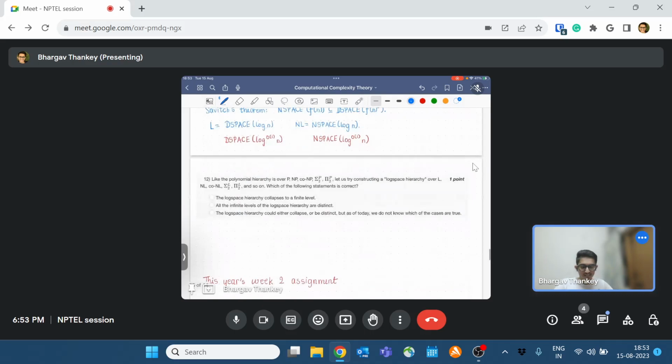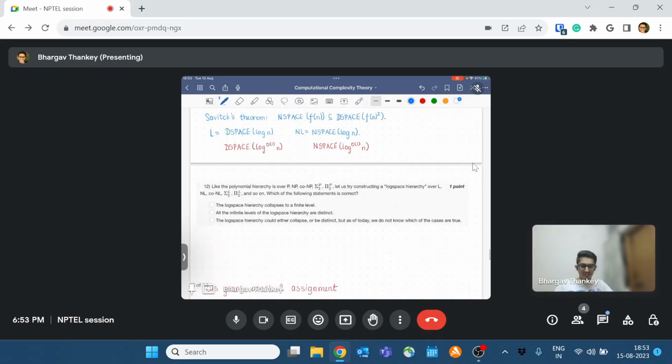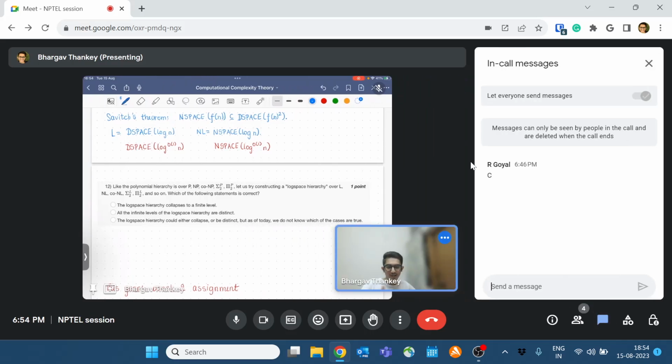Okay, so is this fine? Yes. So then let's look at the next problem. The polynomial hierarchy is over P and NP, co-NP, sigma 2 P, pi 2 P, and so on. Let us try constructing a log space hierarchy over L, NL, co-NL, sigma 2 L, pi 2 L, and so on. Which of the following statements is correct?